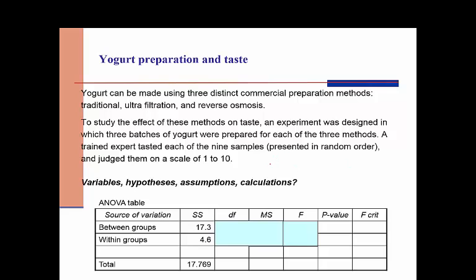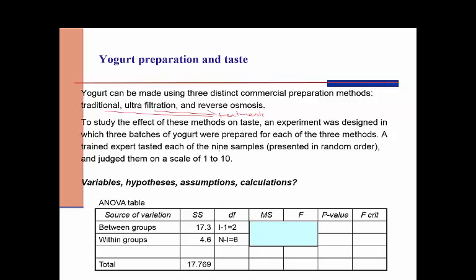Okay. So what is our degrees of freedom between the groups? Well, what are we comparing? We're trying to see if there's a difference between traditional, ultrafiltration, and reverse osmosis, the 3 different methods. Right, so those are our treatments. So therefore, this is going to be 2, right?